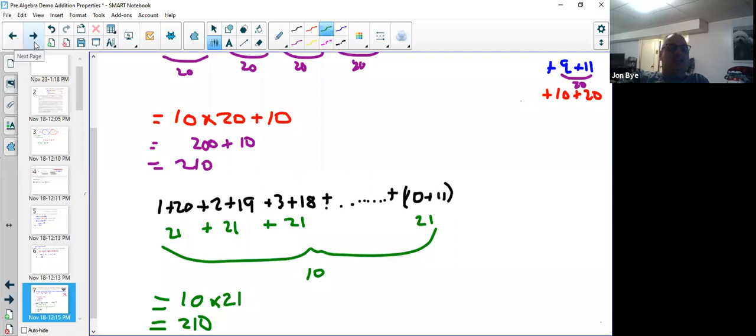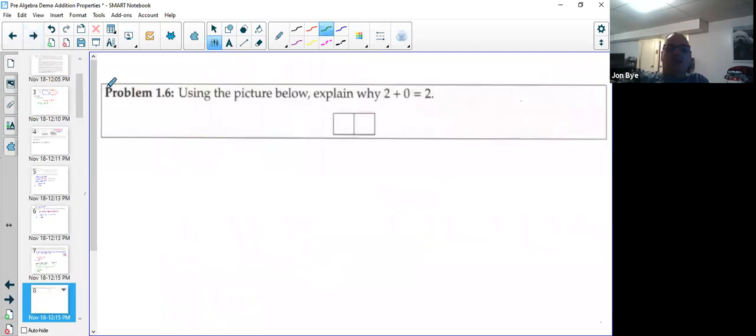Let's see next. All right. What else can they ask us to do here? So here's another thing we want to look at, which is another property. It says, can you use the picture to explain why 2 plus 0 is equal to 2? Well, it's kind of weird. It's just an explanation. It's not really, there's no proof here, right?